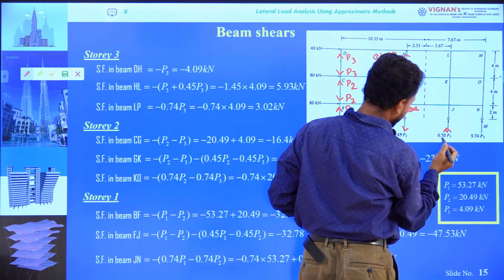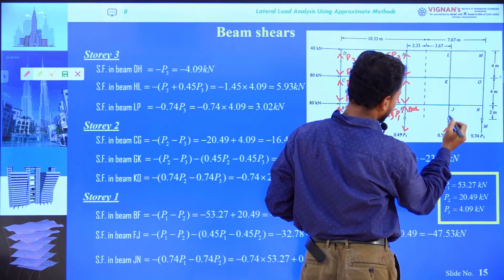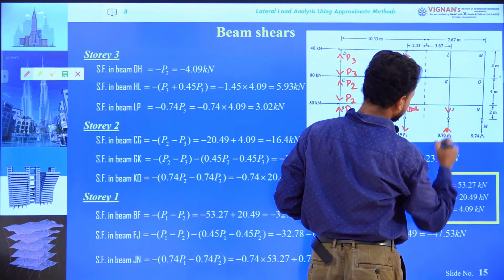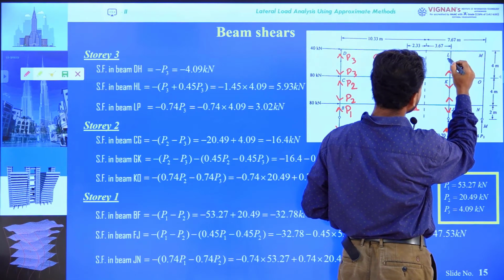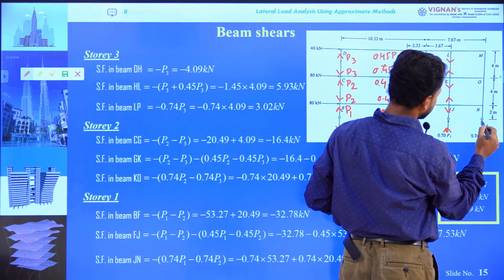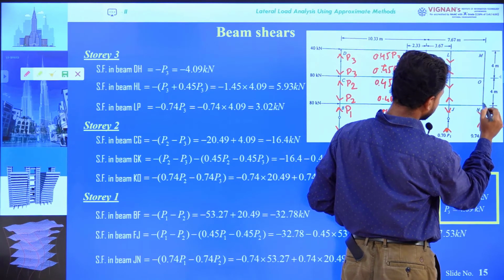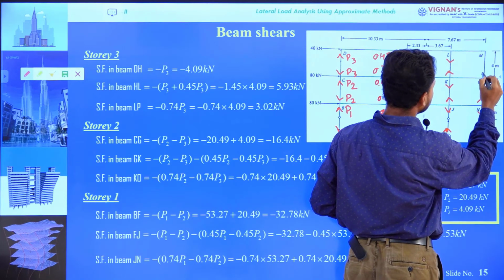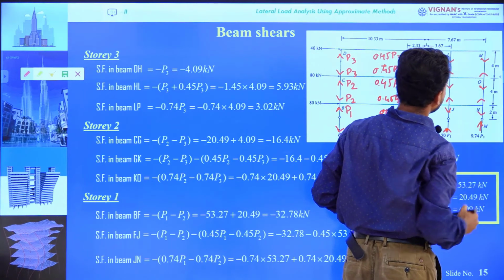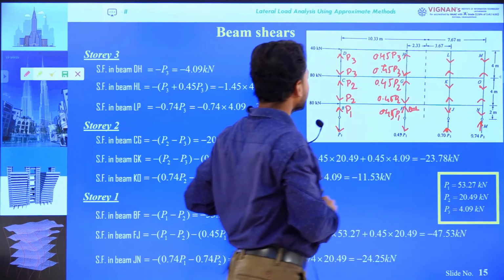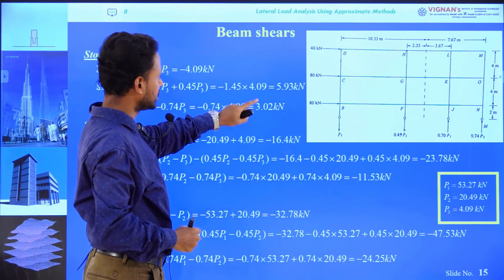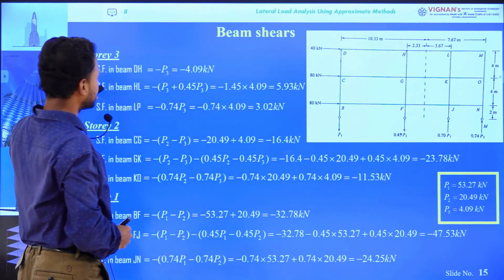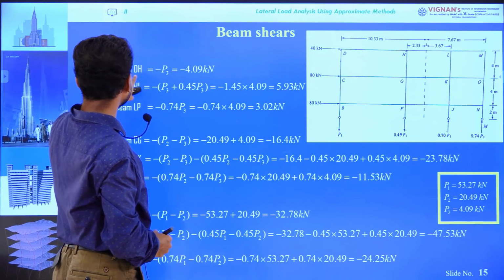Okay. This is 0.7 P1 acting upward, so this will be acting downward, it will be opposite. It is acting upward, so it will be opposite. Okay. So in this way you can draw the forces. Okay. So here just calculate beam DH.